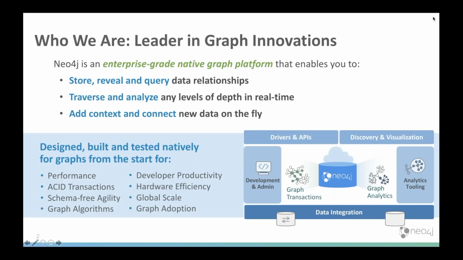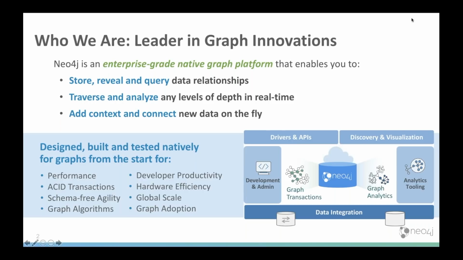We talk about global scale, so we're represented everywhere in the world, and we talk about graph adoption. Neo4j, whatever else you say about it, has been very instrumental in getting graphs onto the radar. We have a community edition of the product, which is extremely popular and very widely used.